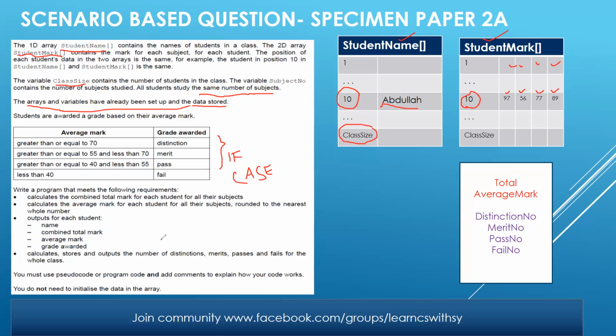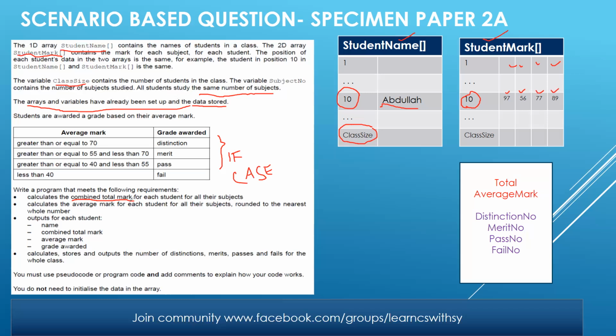Okay, that's wonderful. Write a program that meets the following requirements. Now, these are the requirements. Requirement number 1, calculates the combined total marks for each student for all their subjects. Now, this is the first requirement that we have to find out, calculate the combined total marks for each student for all their subjects.